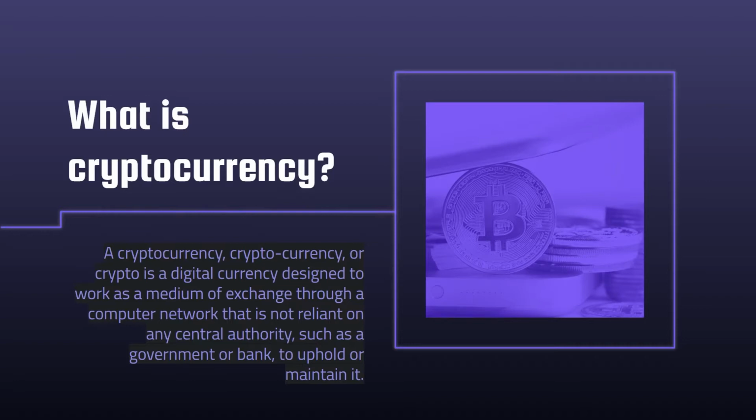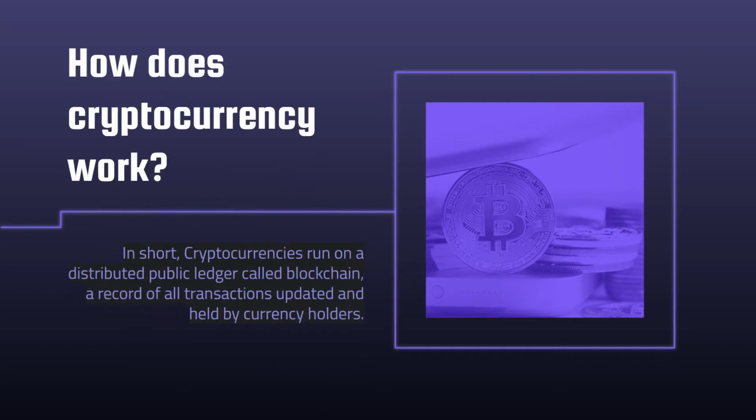The first cryptocurrency was Bitcoin, which was founded in 2009 and remains the best known today. Much of the interest in cryptocurrencies is to trade for profit, with speculators at times driving prices skyward. Next, we'll see how does cryptocurrency work.